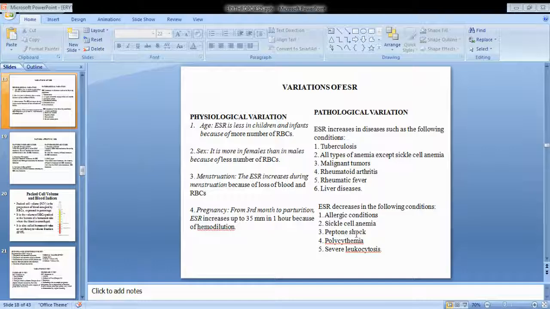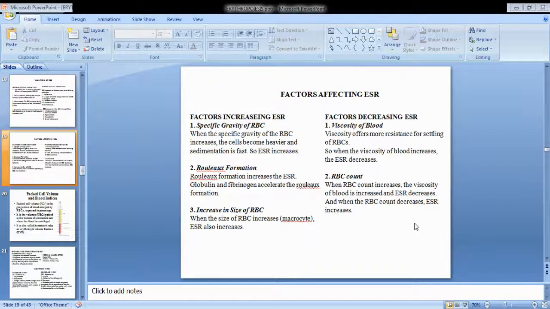In sickle cell anemia, peptone shock, polycythemia, severe leukocytosis, etc., the ESR will be decreased. Now, what are the factors affecting ESR? Factors increasing ESR and factors decreasing ESR.